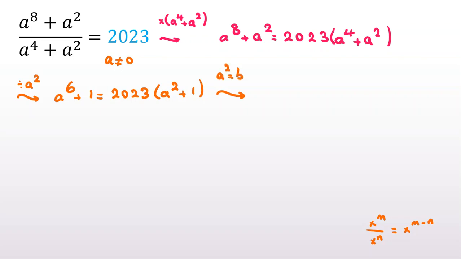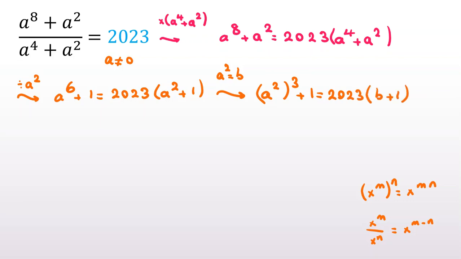And I know by the power rule that (x to the m) to the n equals x to the mn. I can say a to the 6 is (a squared) cubed, plus 1, equal to 2023b plus 1. So we can conclude, if we consider a squared as b, b cubed plus 1 equals 2023 times (b plus 1).